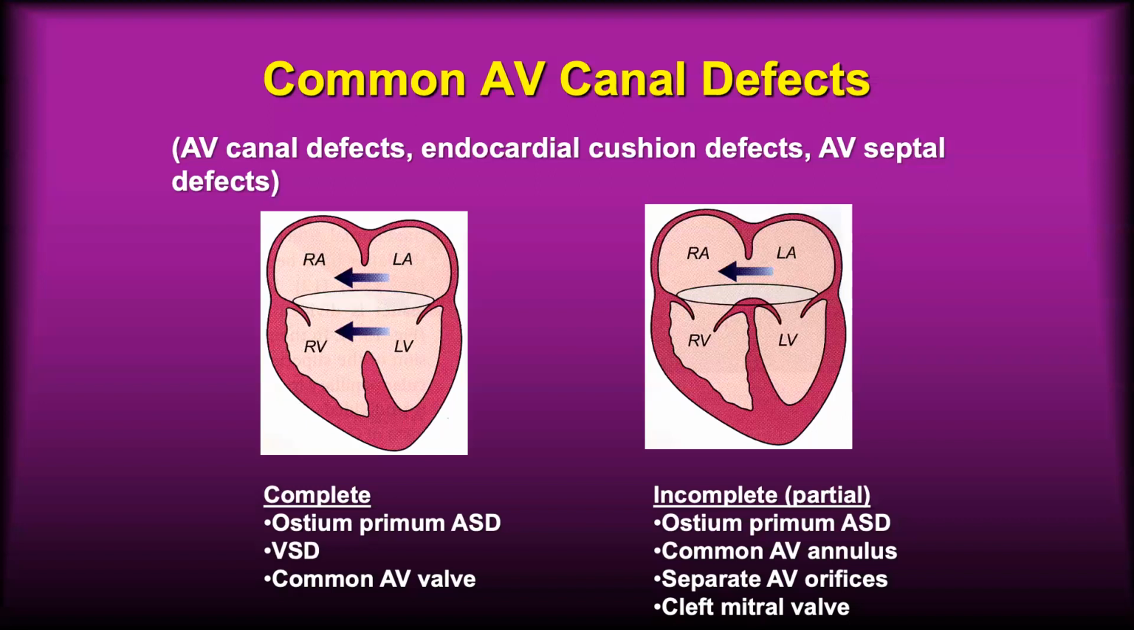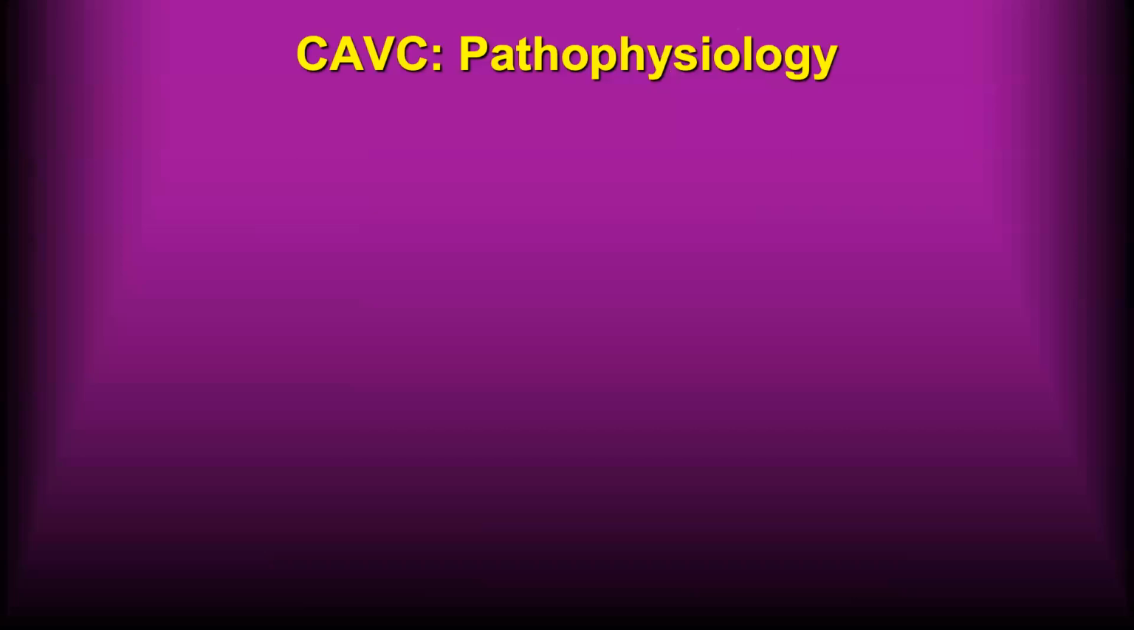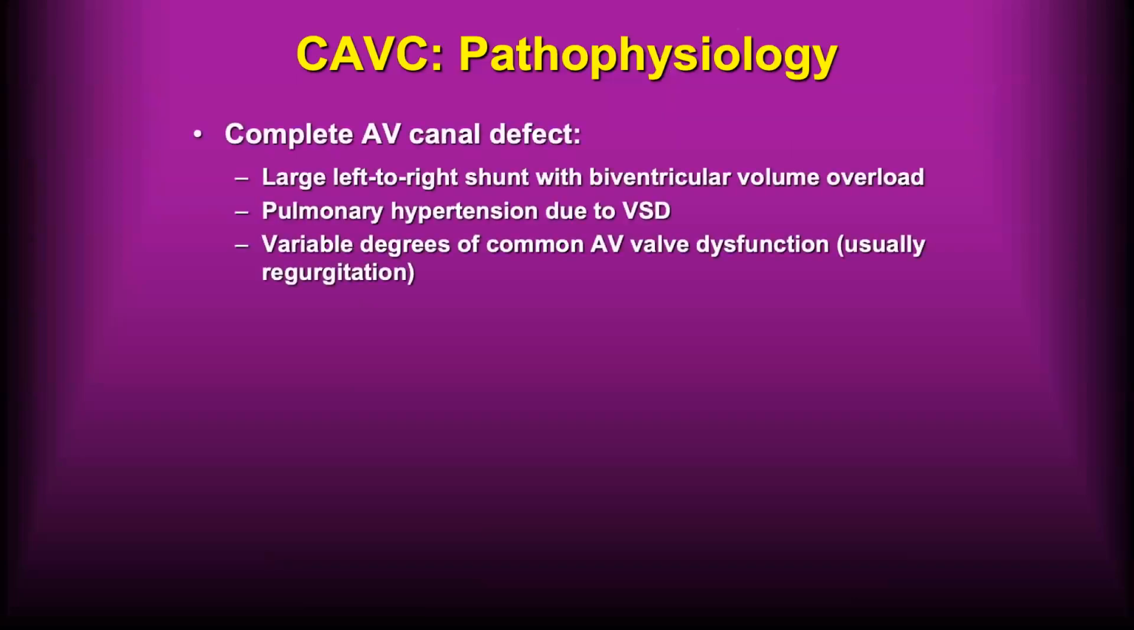So let's see what that looks like. I don't have a video of it, but it just looks like there's this indentation in the anterior mitral leaflet. You see this best from the parasternal short axis view. So remember that association, cleft mitral valve, ostium primum ASD. All right, so what do we have going on here?